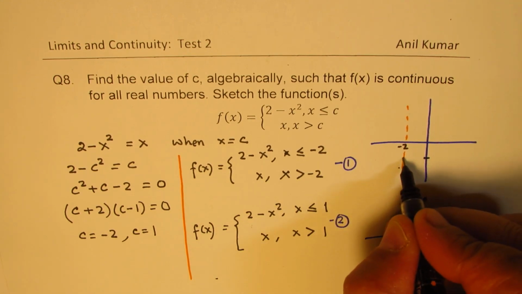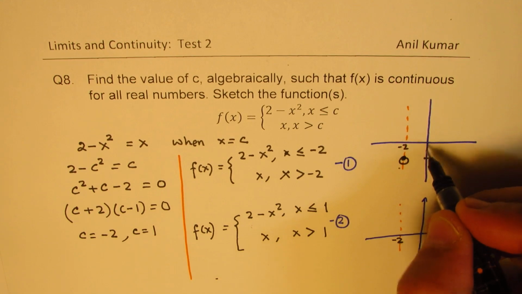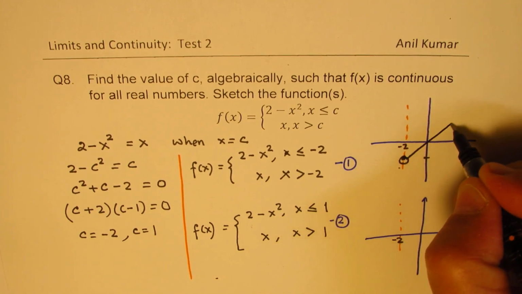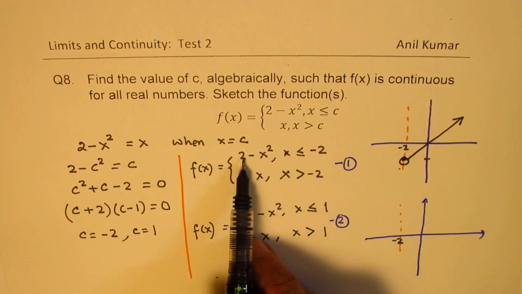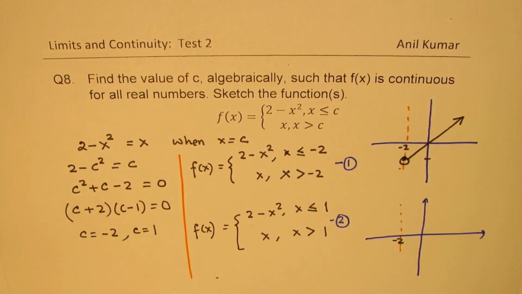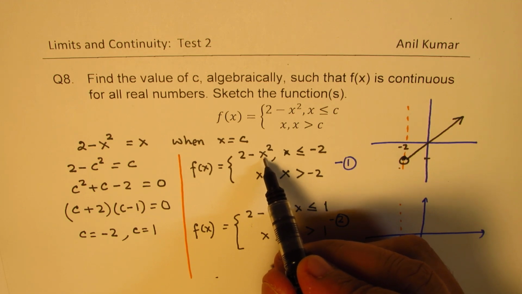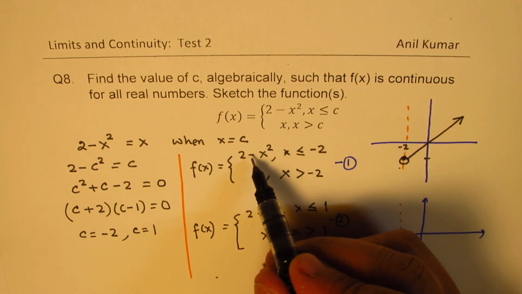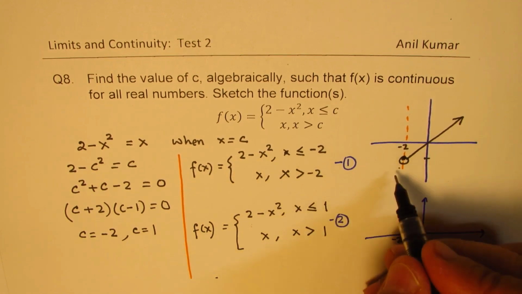So at minus 2, we have a point which is a hole, right? So let's have a hole here. If I write this as 0, it will be 0. So this is a straight line which is going like this. Now when x is less than minus 2, it's a parabola, 2 minus x squared, right? So if I write minus 2 here, I get the square as 4. So 2 minus 4 will be minus 2, right? So we have the same value.